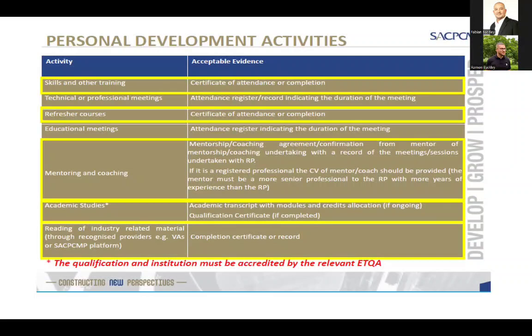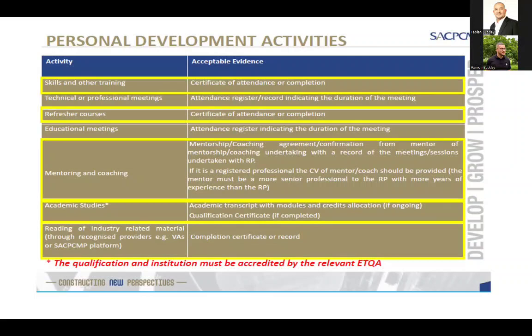That document is what you will utilize to ensure that when you are doing your mentoring process, you follow all the relevant steps and sequences that they require, and all the evidence that needs to be included in this particular template must be included. And it says that if it is a registered professional, the CV of the mentor coach should be provided. The mentor must be a more senior personnel to the RP with more years of experience than the RP.